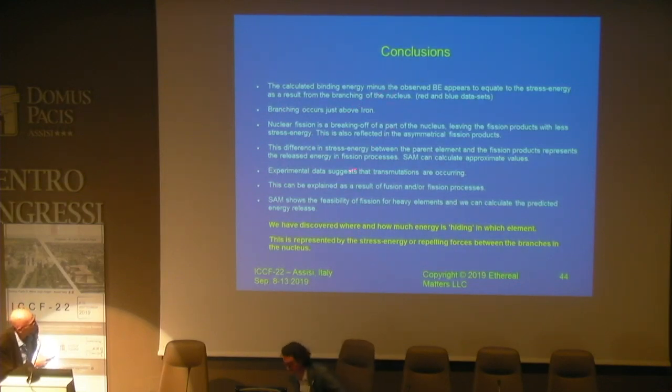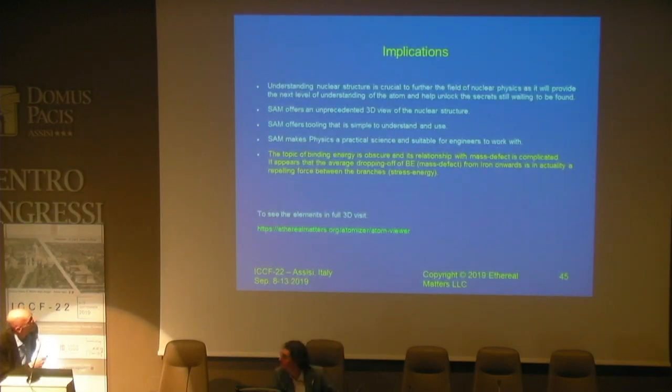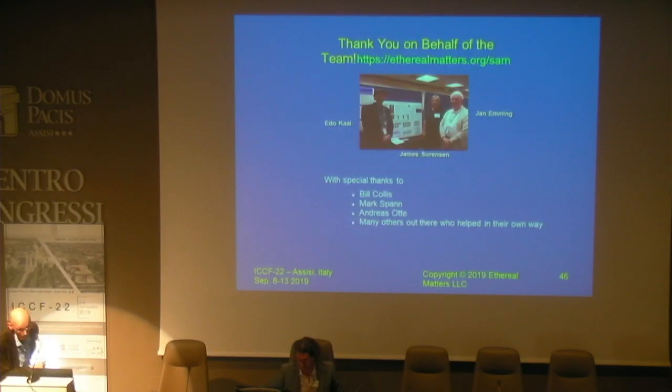So we have discovered where and how much energy is hiding in which element, and that is represented by the stress energy or repelling forces between the branches of the nucleus, which is a very new concept. And the implications are that the topic of the binding energy is obscure and its relationship with mass defect is complicated, and it appears that the average dropping off of the binding energy or mass defect from iron onwards is in actuality a repelling force between the branches, which we call stress energy. You can see all the elements on our website in full 3D. Thank you so much.